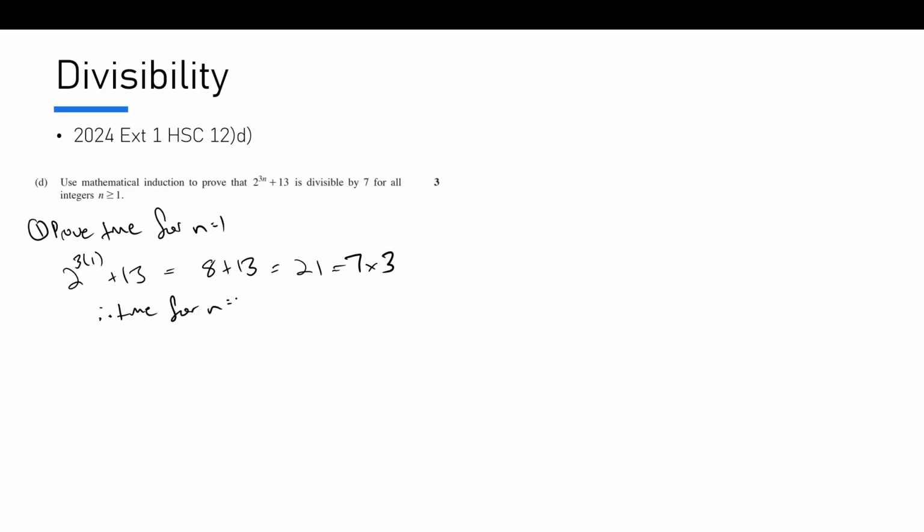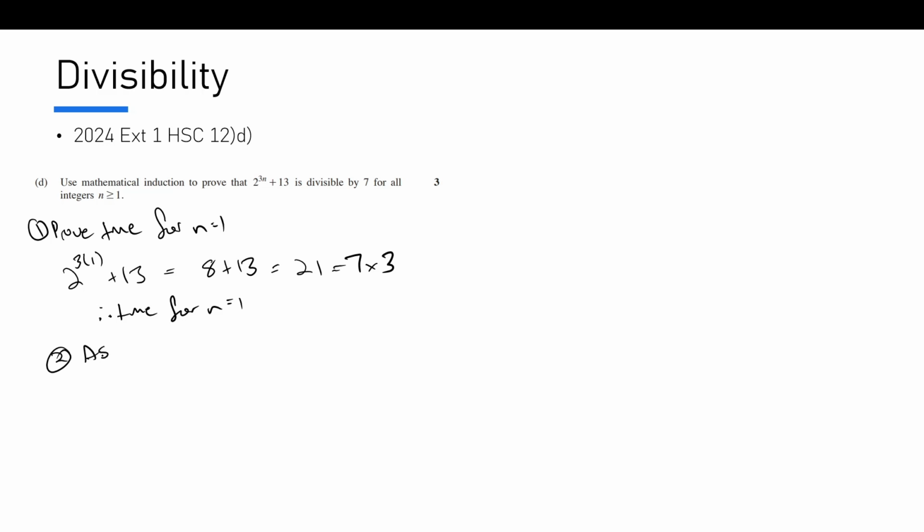So, our first step will be to prove true for our base case, which is n is equal to 1. We're just simply going to substitute it in. So what we're going to say is now 2 to the 3 times 1 plus 13 is equal to 8 plus 13, which is equal to 21, which is equal to 7 times 3. Therefore, true for n is equal to 1.